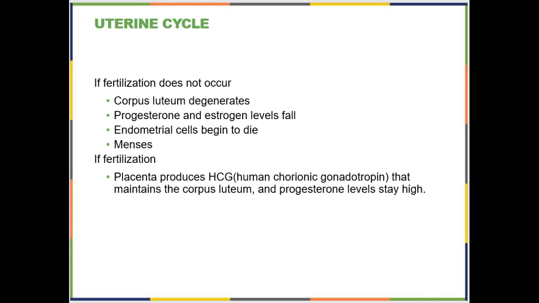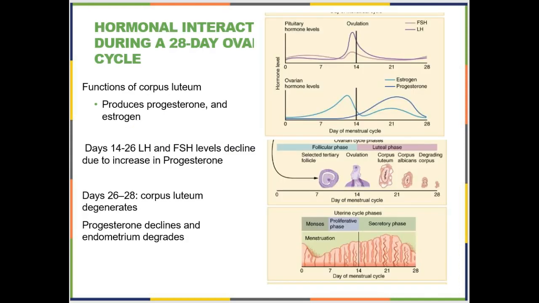So if fertilization doesn't occur, as it says here, the corpus luteum is going to degenerate, progesterone and estrogen levels will fall, the endometrium will begin to degenerate, and you'll enter menses, and that is going to start the next cycle. So that's the whole cycle from beginning to end. You don't need to be able to describe it in detail, but you should be familiar with all of the events.